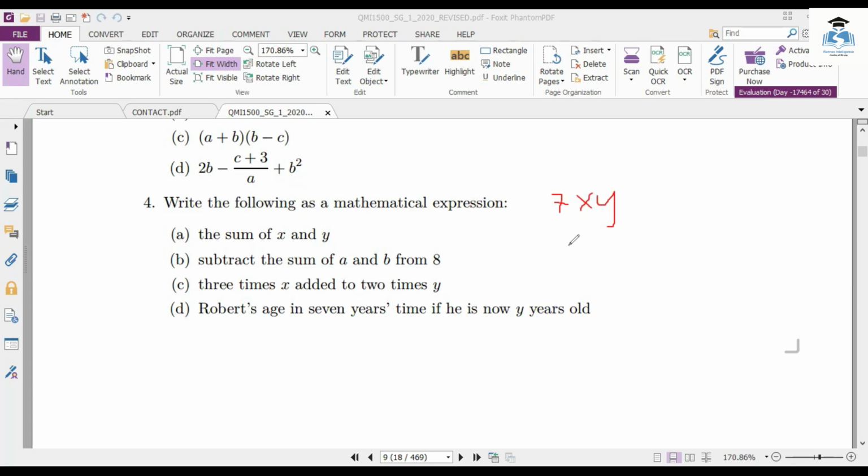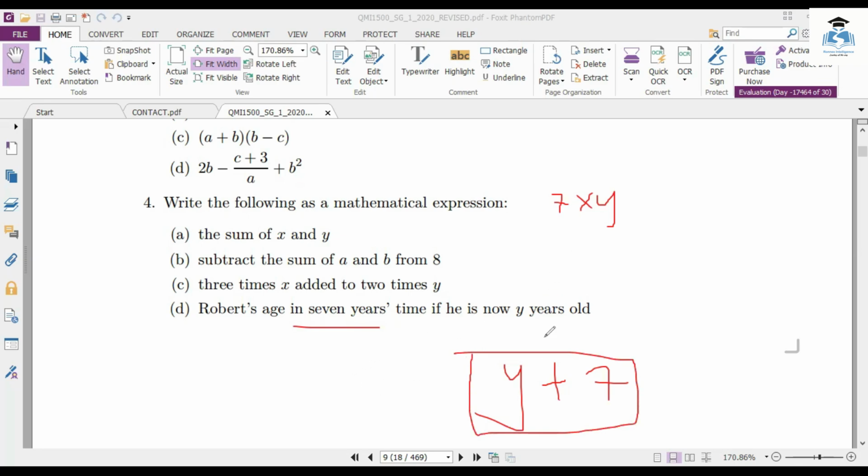7y? Are you sure? Robert's age in 7 years' time if he is now Y years. Now he is Y years. What will happen? Can I try? Yes, I think it will be y plus 7. Yes, we are adding instead of multiplying. That's correct.